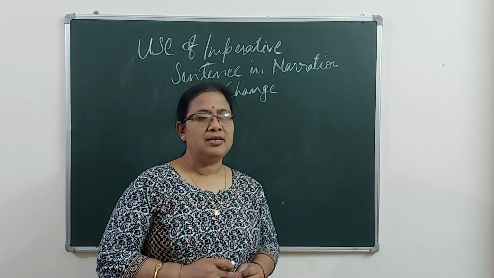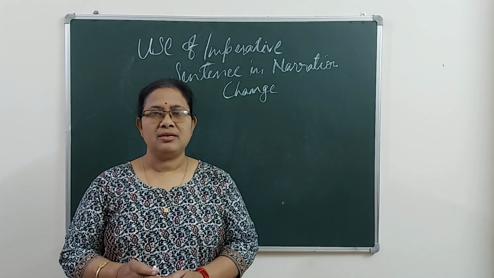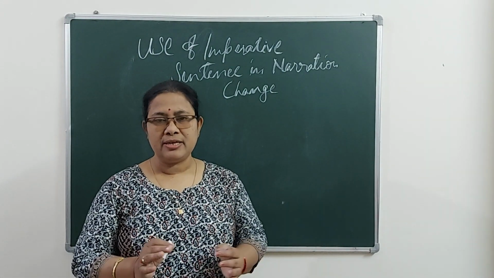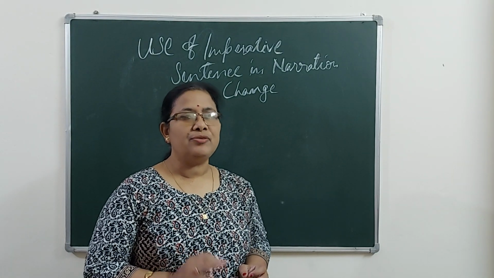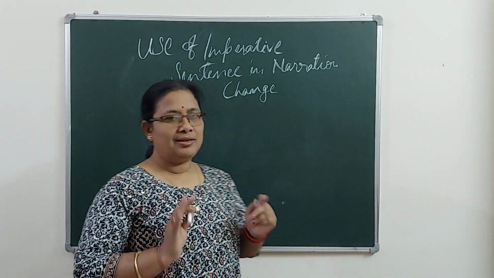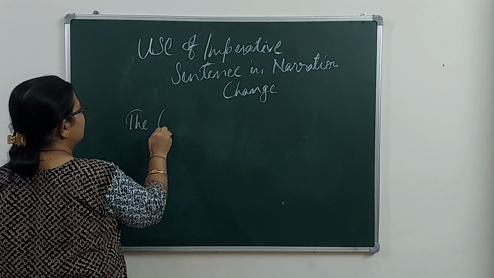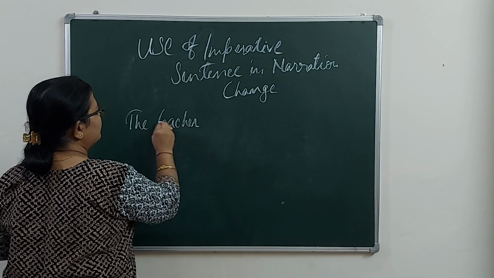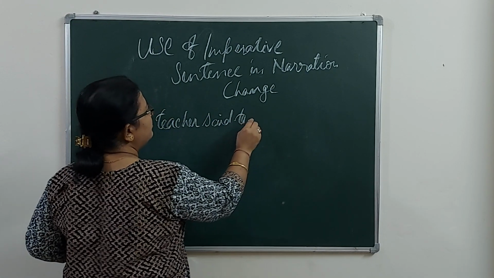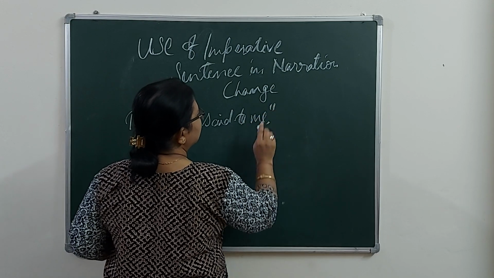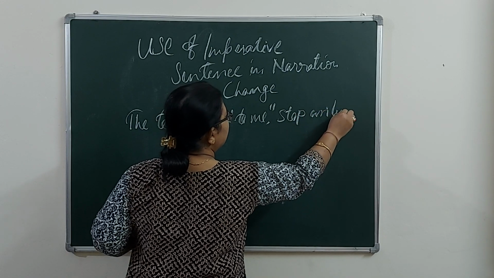In an imperative sentence, two interesting things are there. No direct subject is used. The subject is implied, it is understood. It's like you. You is not told, but we understand that you is there, right? And it starts with a finite verb. Suppose here we are saying, the teacher said to me, stop writing.